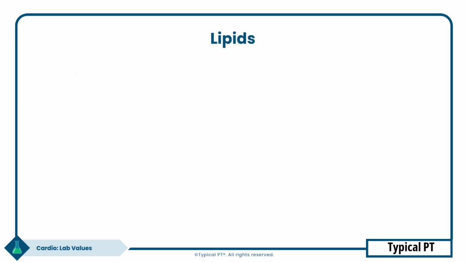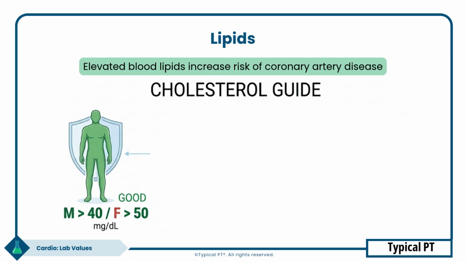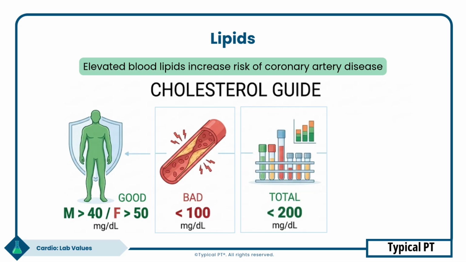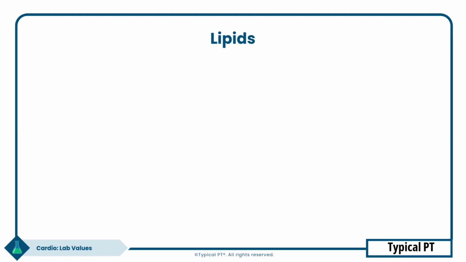Staying with metabolic values, let's look at blood lipids. Elevated blood lipids are a major risk factor for coronary artery disease. HDL is the good cholesterol. Higher is better, with optimal above 40 milligrams per deciliter for males and above 50 for females. LDL is the bad cholesterol, with optimal below 100. Total cholesterol should be below 200, and triglycerides below 150.